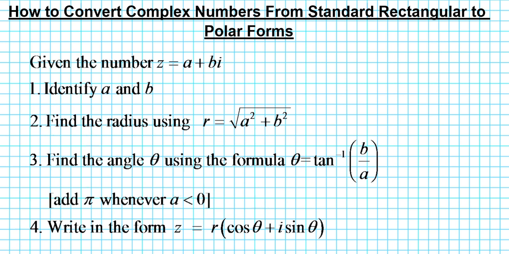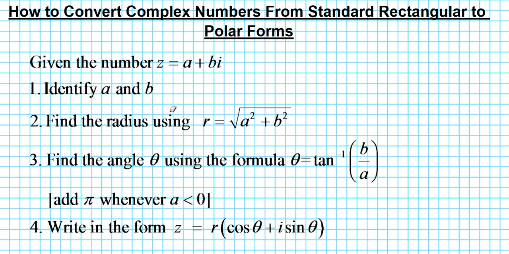Okay, before we get started with some examples, these are the steps we're going to be using to convert complex numbers from standard rectangular into polar or trigonometric forms. Now, let's say you're given a complex number in the rectangular form, a+bi. Step number one involves identifying a and b. A is the real part, b is the coefficient of the imaginary part.